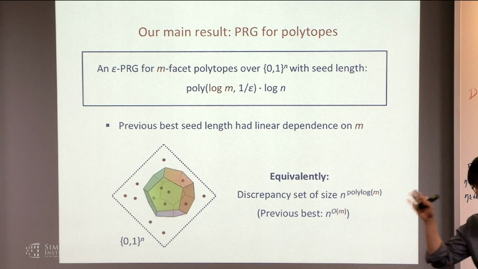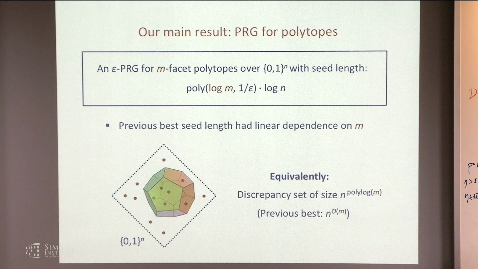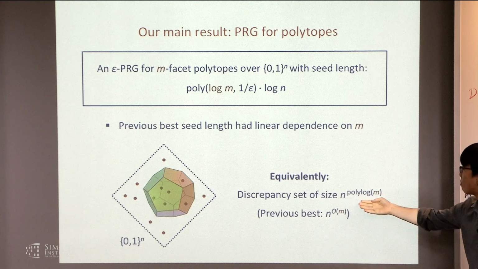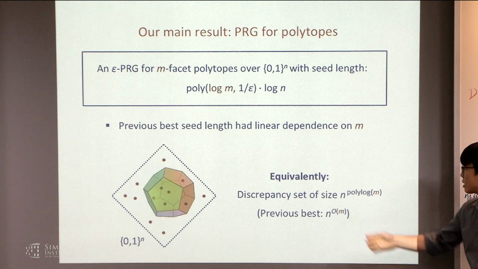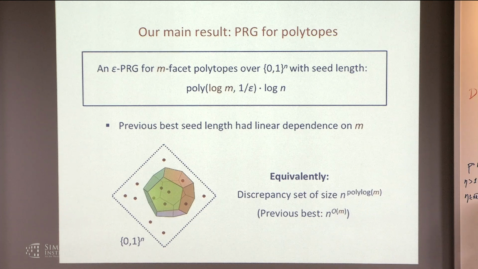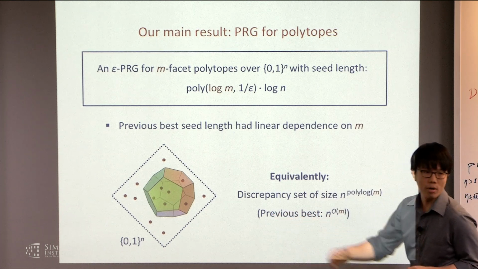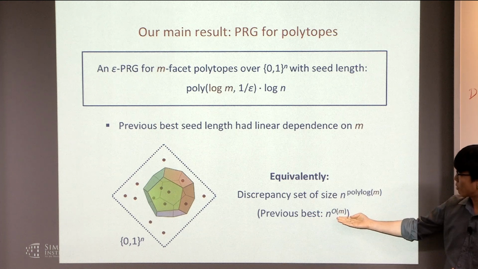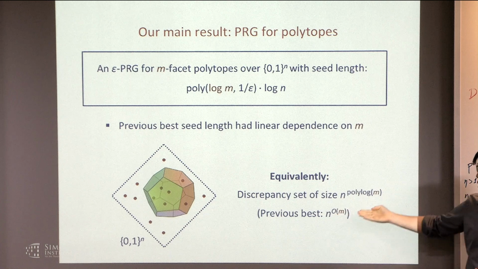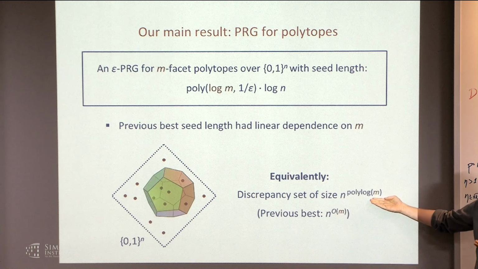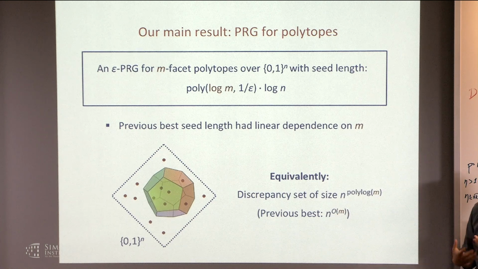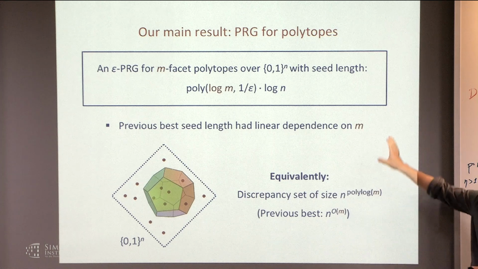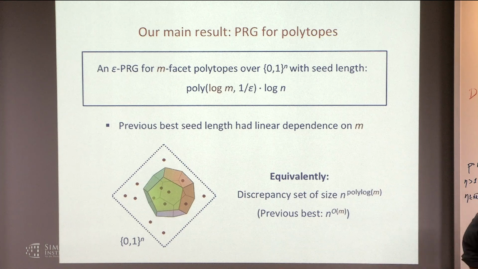So in other words, recalling this equivalent view, we give an explicit construction of a discrepancy set of size n to the poly log m, whereas the previous best construction had size n to the m. There are only 2 to the n points, so a trivial bound is 2 to the n. So this bound becomes trivial when m is roughly n. Whereas for any m being any poly n, our size is still quasi-poly in n. And this is fixing epsilon to be 0.1. Okay, so that's our main result.